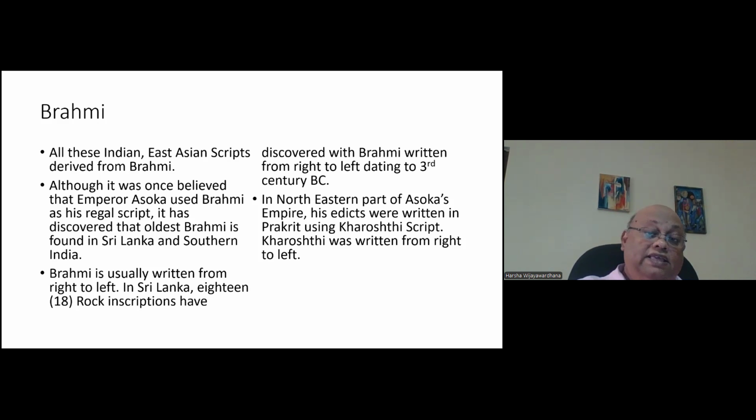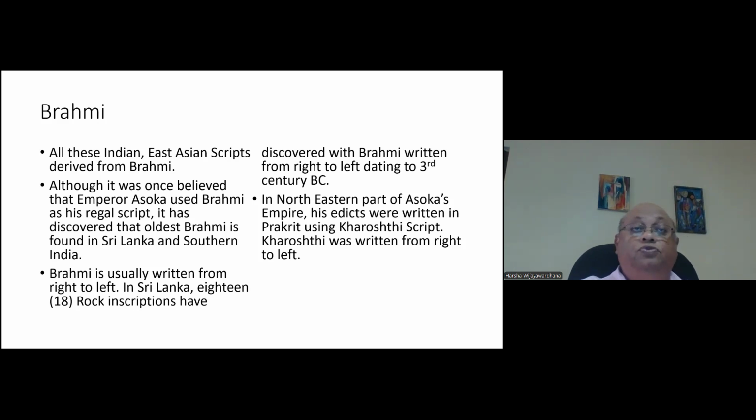In the northeastern part of Ashoka's empire, his regal edicts were written in Prakrit using Kharoshti script. Kharoshti is written from right to left. So I want to make a distinction here. Normally, Brahmi is written from left to right. In Sri Lanka, we have about 17 rock inscriptions written from right to left. In Ashoka's empire, we had Kharoshti, which is written in Prakrit. The basic edicts are written in Prakrit, but using Kharoshti script, written from right to left.